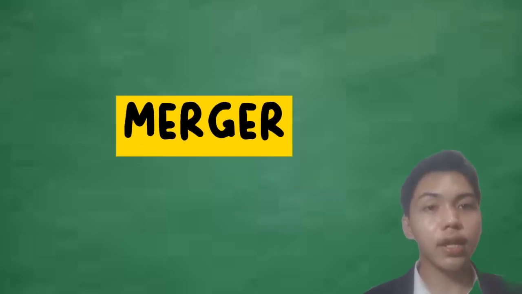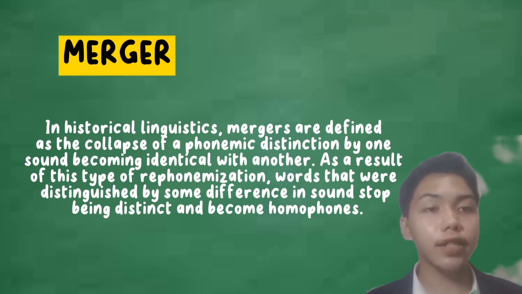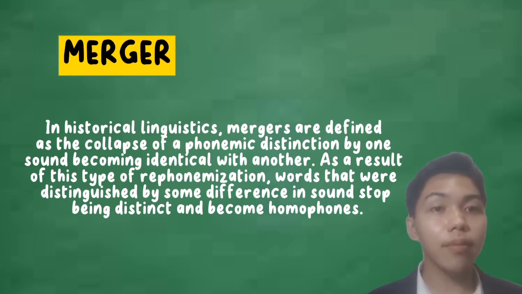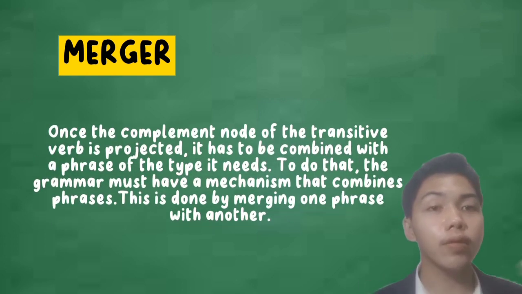So let's move forward to our next topic, which is merger. In historical linguistics, mergers are defined as the collapse of a phonemic distinction by one sound becoming identical with another. As a result of this type of rephonemicization, words that were distinguished by some difference in sound stop being distinct and become homophones. Once the complement node of the transitive verb is projected, it has to be combined with a phrase of the type it needs.